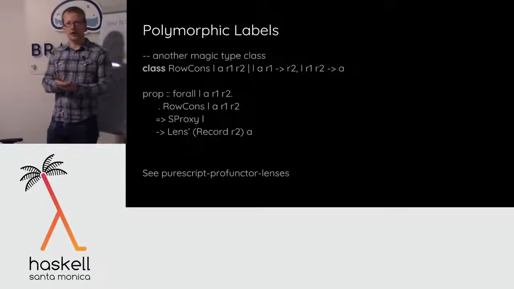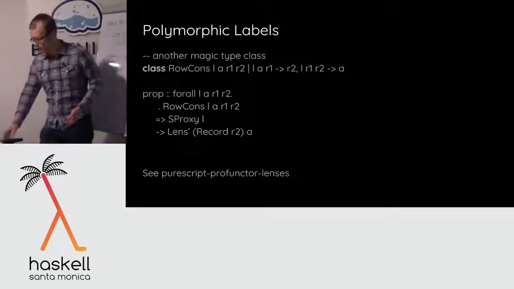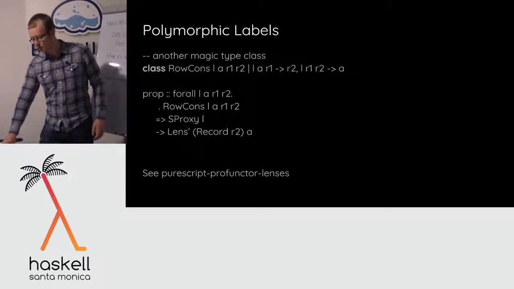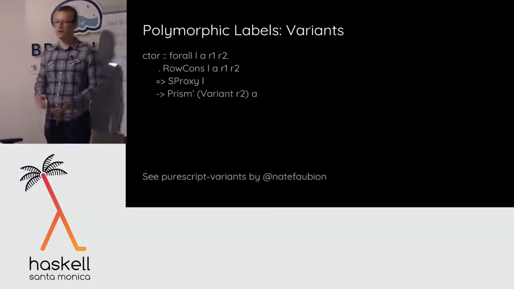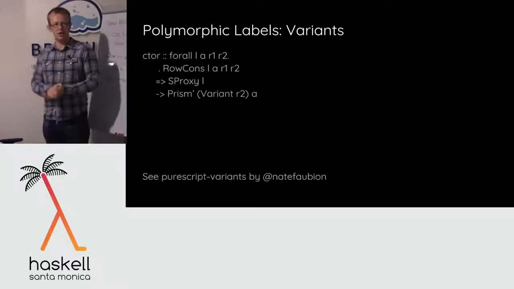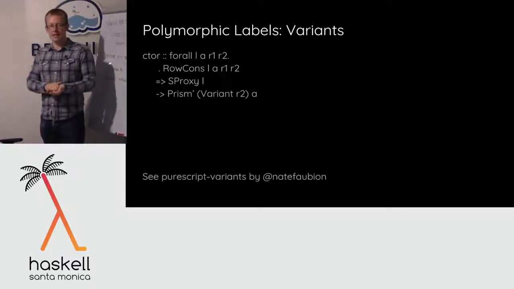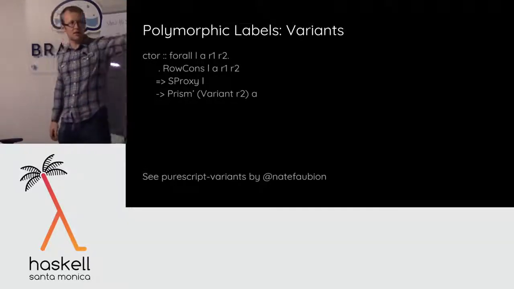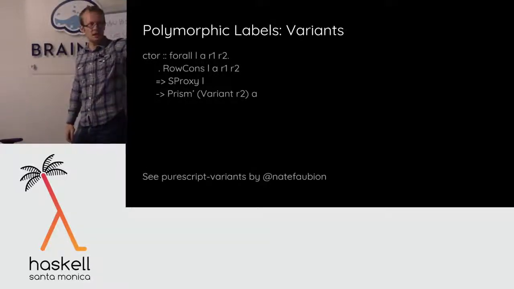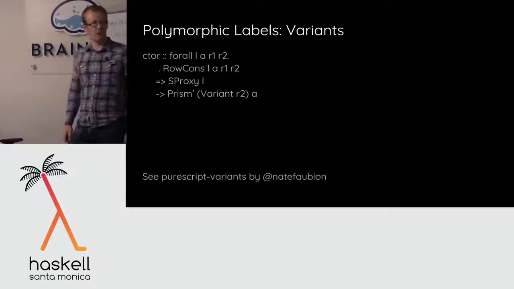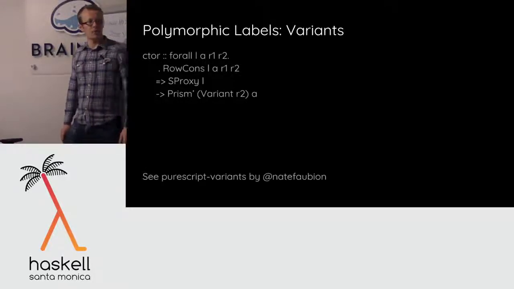like anonymous products of different types with labels, right? Well, what if we wanted anonymous sums of different types? Data constructors in PureScript and Haskell are nominally typed, right? They're not anonymous. A data type declaration introduces a new name, but we have this thing called variants, polymorphic variants, that appears in languages like OCaml. And we can just emulate those.